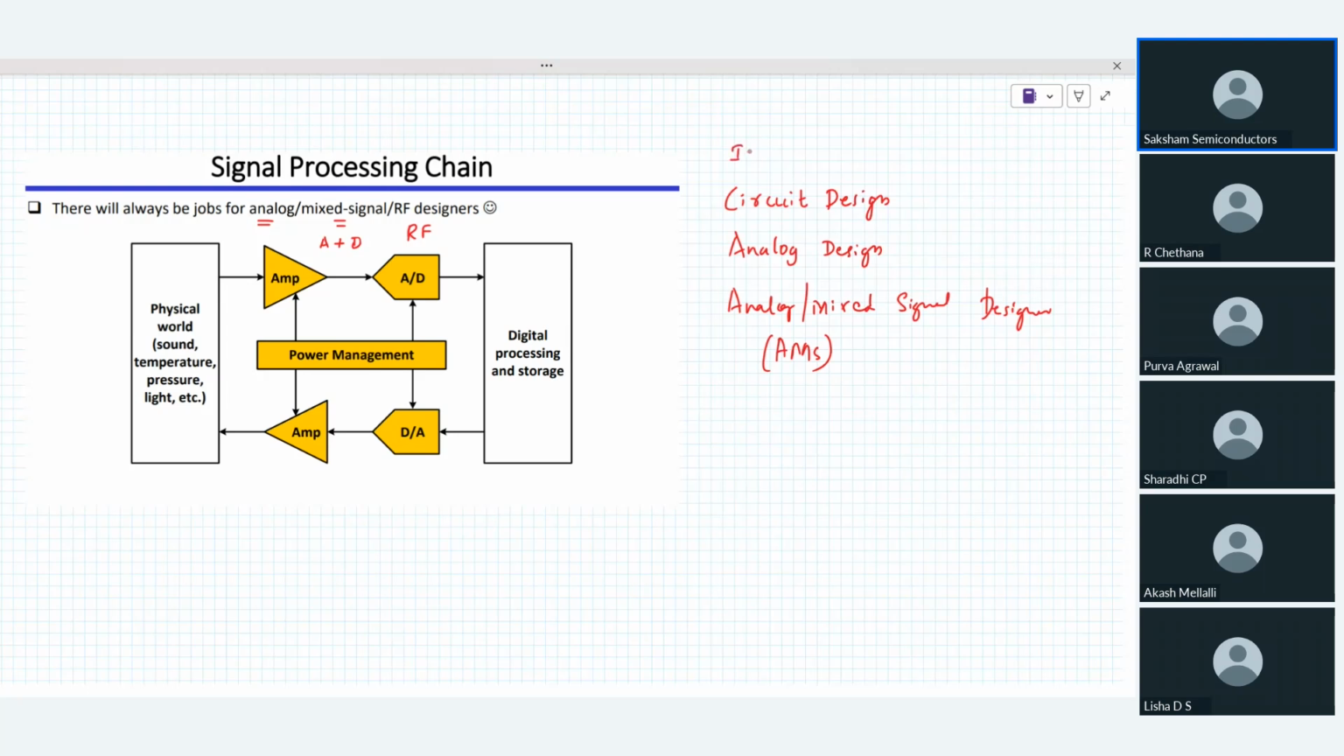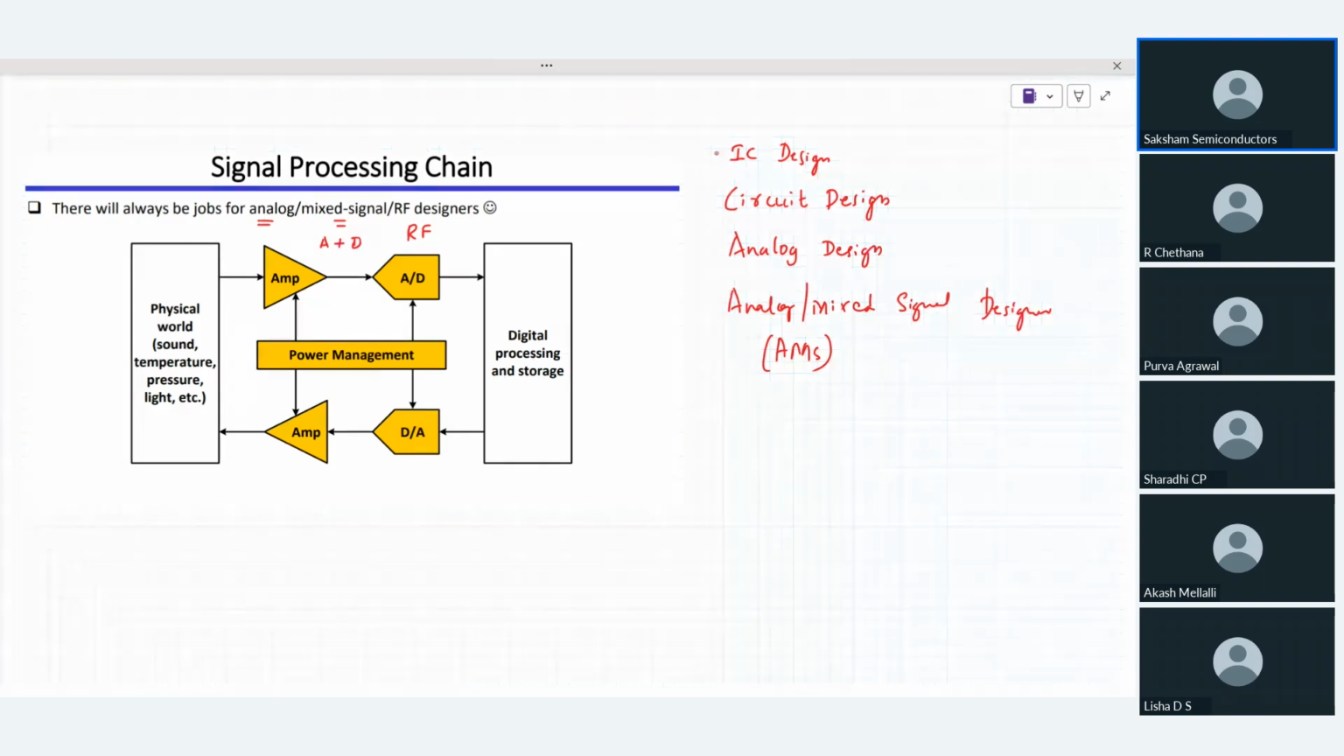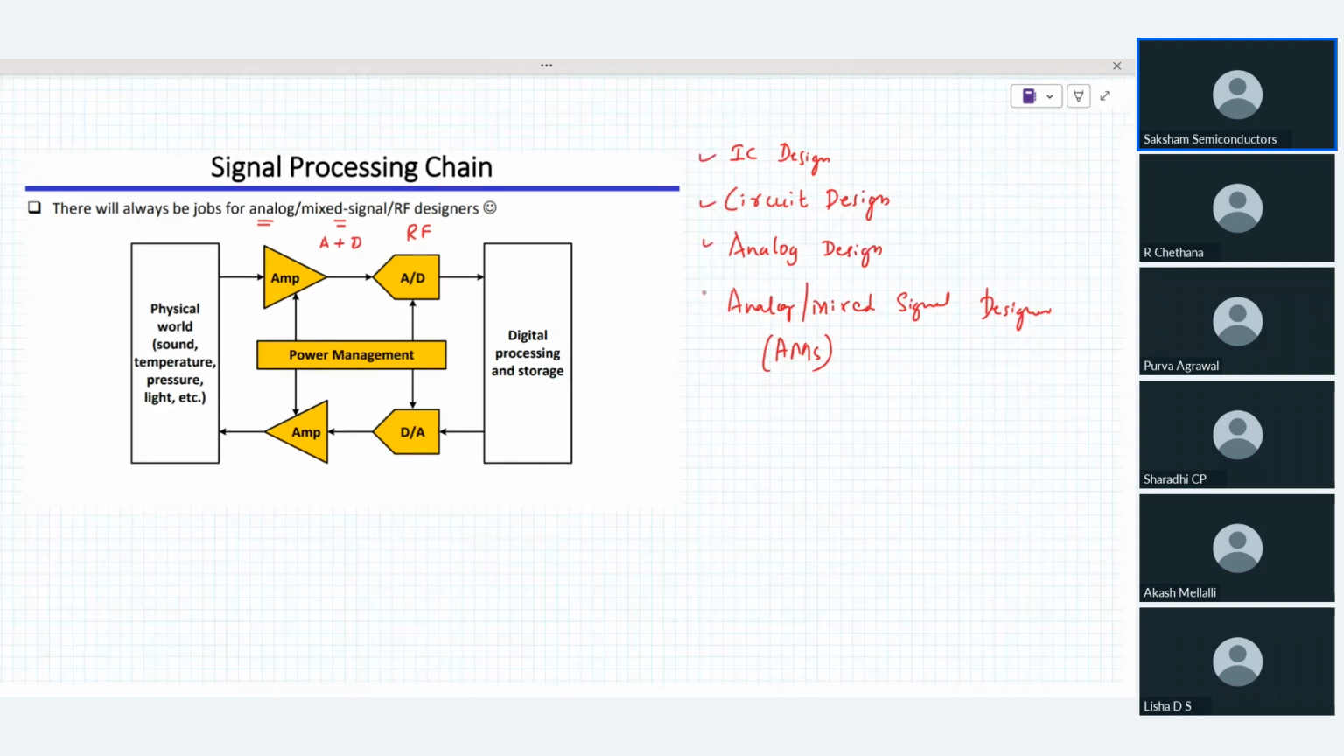Or IC design engineer. Sometimes in some of the countries they call it by this name. All mean the same. So by the end of this course, you will be most suitable for applying for the job roles pertaining to these things. So, one and the same.